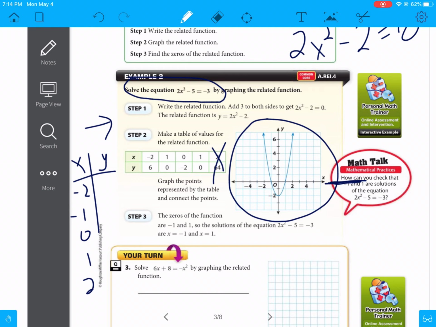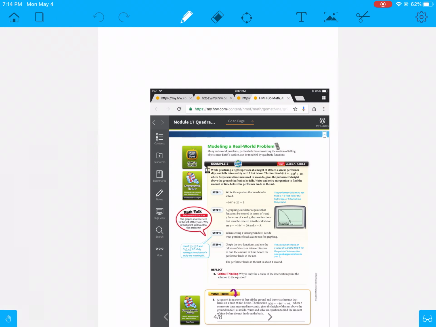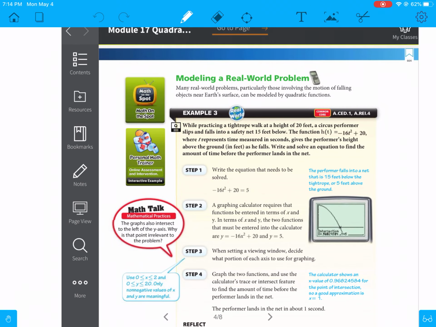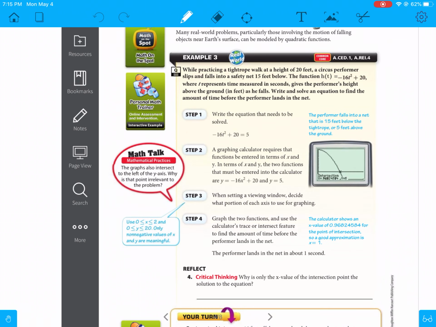Now, if you really want to, you can just plug this into Desmos and use the calculator. It's a tool for you to use. For this one, the real world problem, you are going to have to go to Desmos to actually solve this. Many real world problems, particularly those involving motion of falling objects near Earth's surface, can be modeled by quadratic functions. So what we're going to have to do is get a graphing calculator or Desmos.